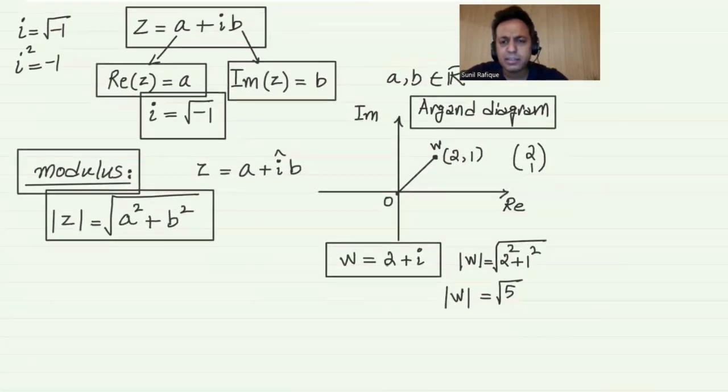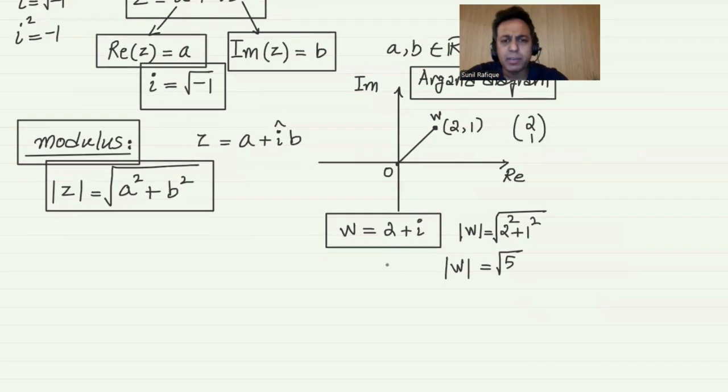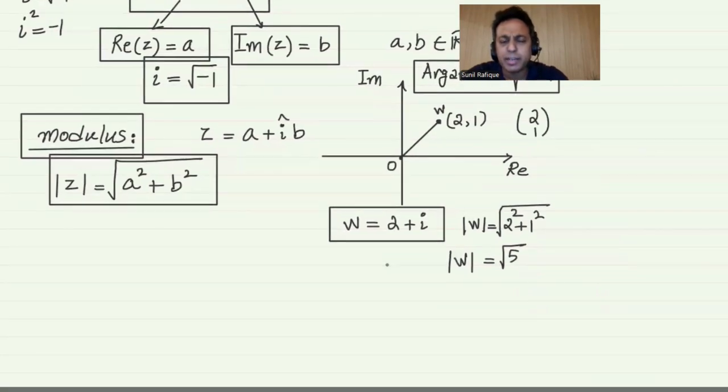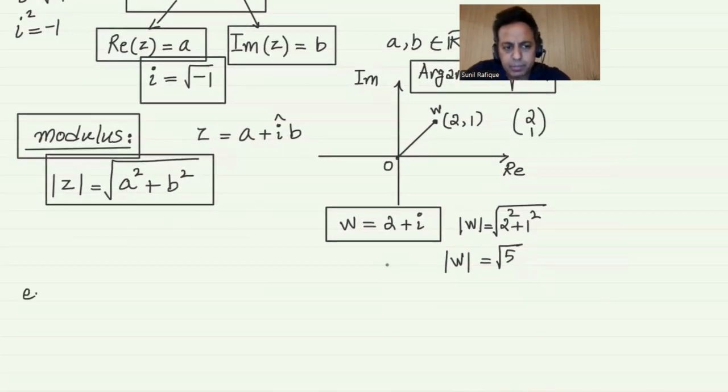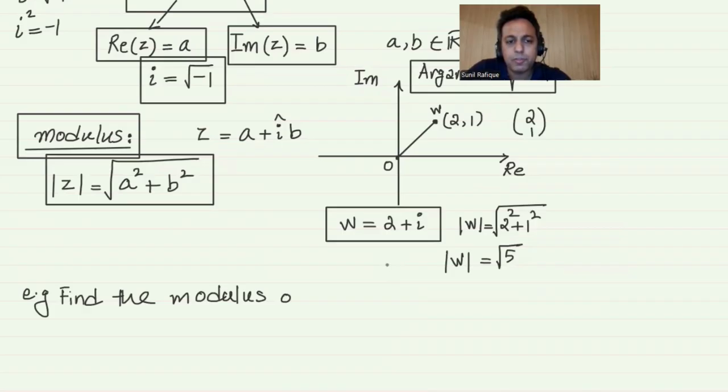So let's take another example and I can give you a proper question, how it will be checked. Example: find the modulus of u equals root 3 minus i. Okay, that is a complex number.